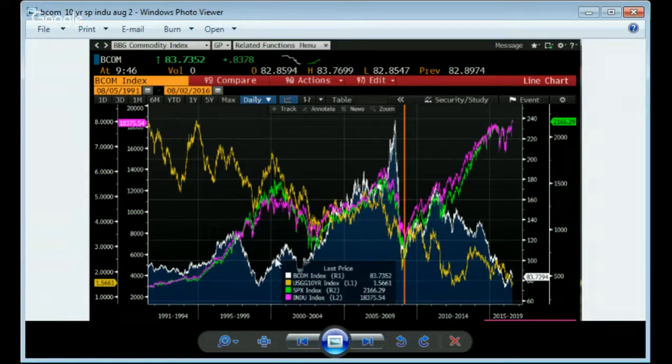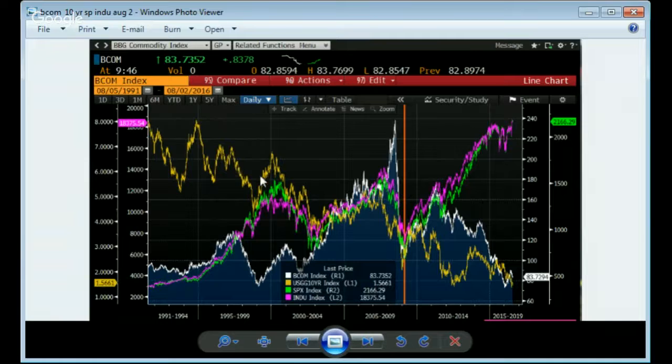This period right here, everybody's happy. So what does that mean? That means equities are rising, commodities are rising. Now that makes historical logical sense. Equities are rising because the economy is doing well. The economy is doing well, commodity prices are rising. Okay, so far so good.